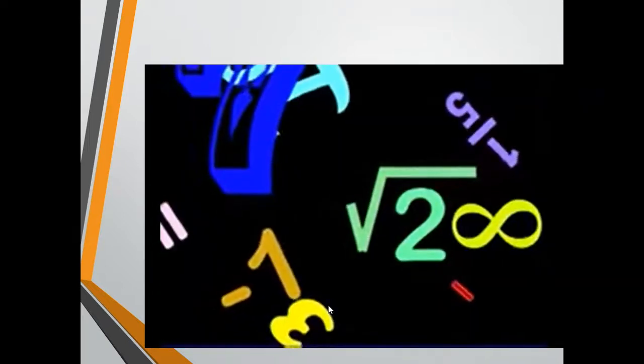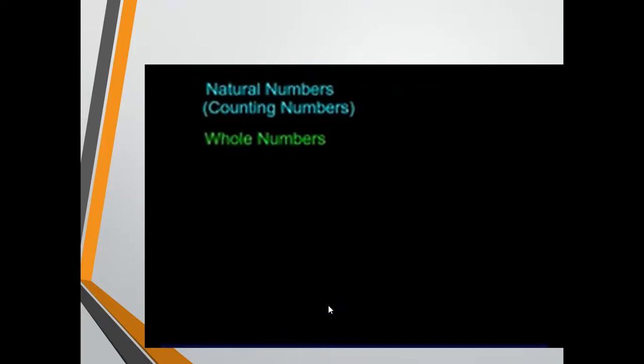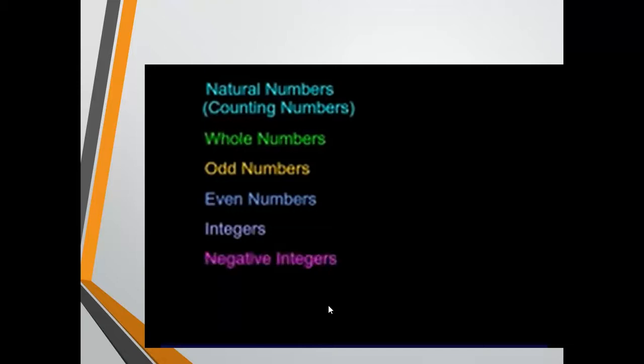In this episode, we will explain some definitions in mathematics. We will look at natural numbers or counting numbers, whole numbers, odd numbers, even numbers, integers, negative integers, rational numbers, and irrational numbers. So if you're not sure about one of these terms, you should pay special attention.